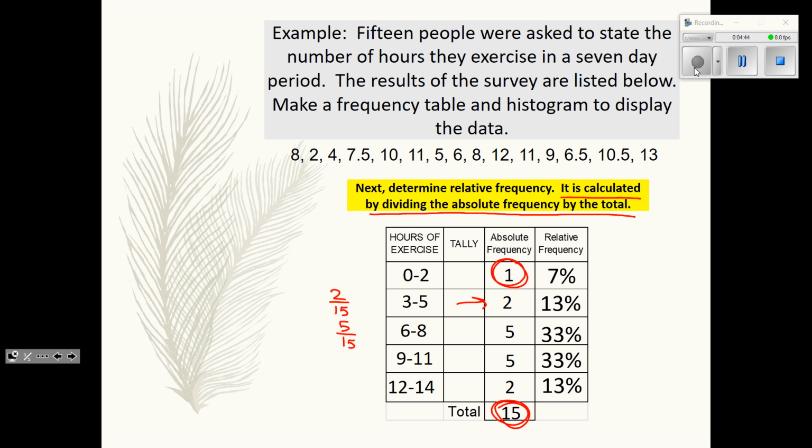So the relative frequency is the percentage of each category, how many in each category. The absolute frequency is the literal counting the number of people who did it. So you can look at it either way, and we're going to show a graph of each one.